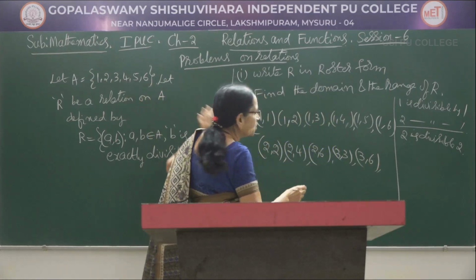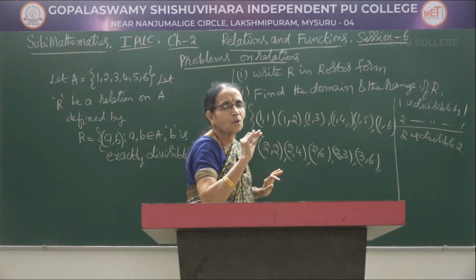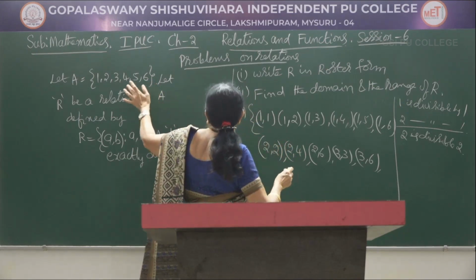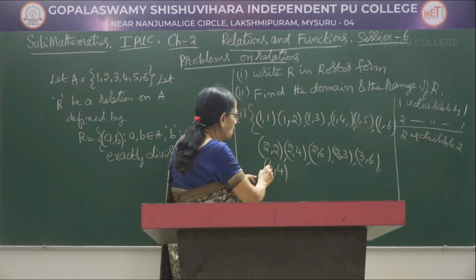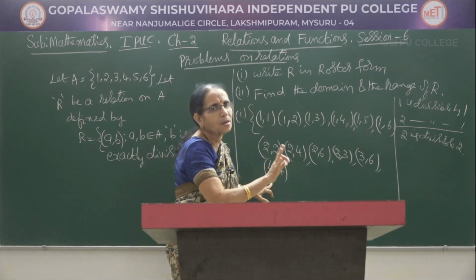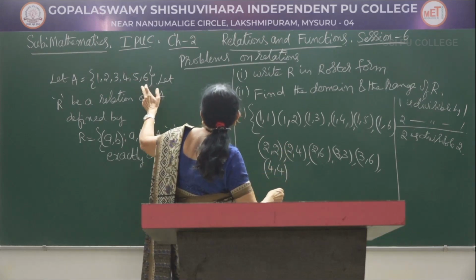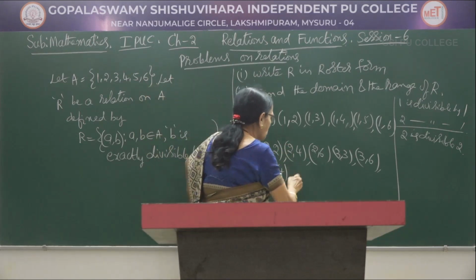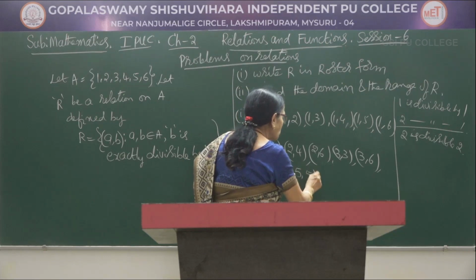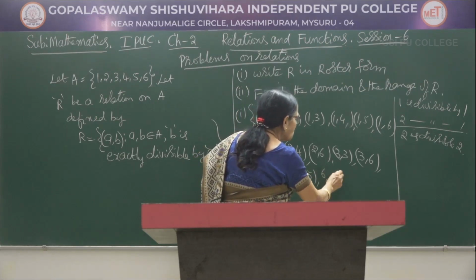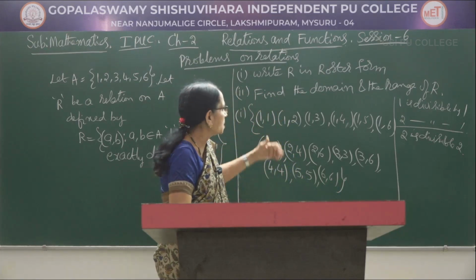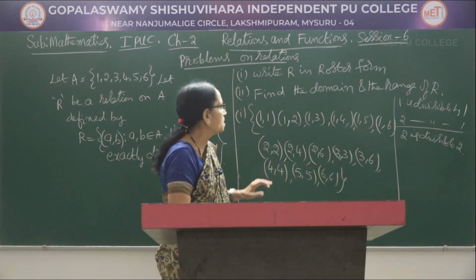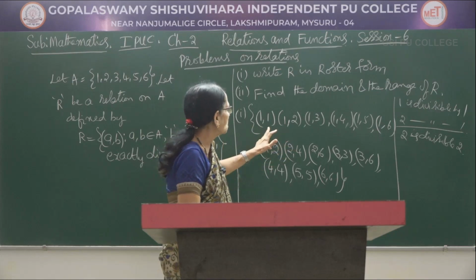Okay, come to the number 4. Always go in a systematic way, you will not be missing any element. Take the number 4. Certainly 4 is divisible by 4. So any number will be divisible by itself. Next 4, 5 not possible, 4, 6 not possible. Similarly for 5 comma 5 and 6 comma 6. So these are the elements which we can write under the roster form. That is, these are the actual elements.